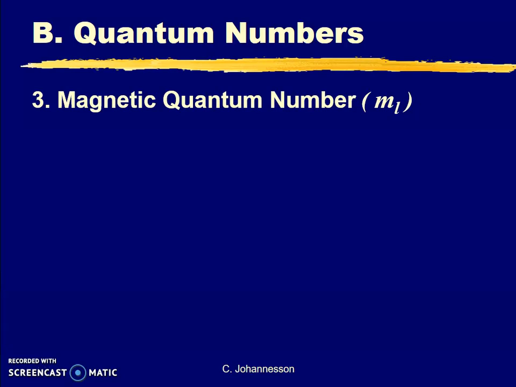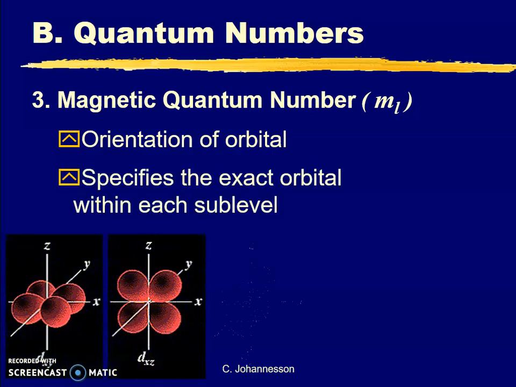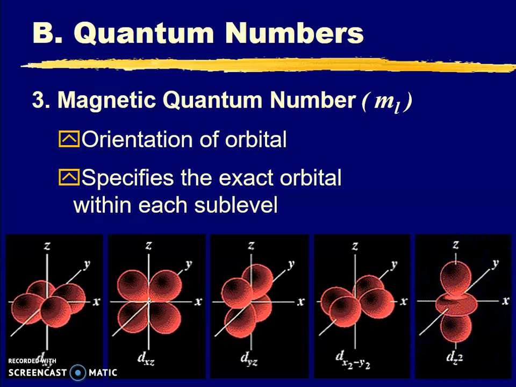Next, we have the magnetic quantum number. This is M sub L. This is going to tell you the orientation of the orbital. Because remember, an atom is in 3D space. So is this lined up along the x-axis? Is it lined up along the y-axis, the z-axis? That's what that third number gives you. It specifies the exact orbital within the sublevel, and it's going to give you an orientation.